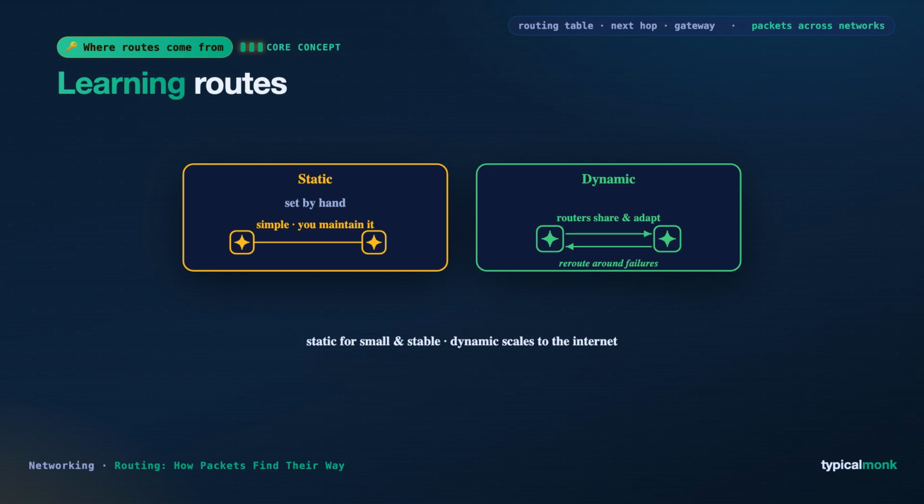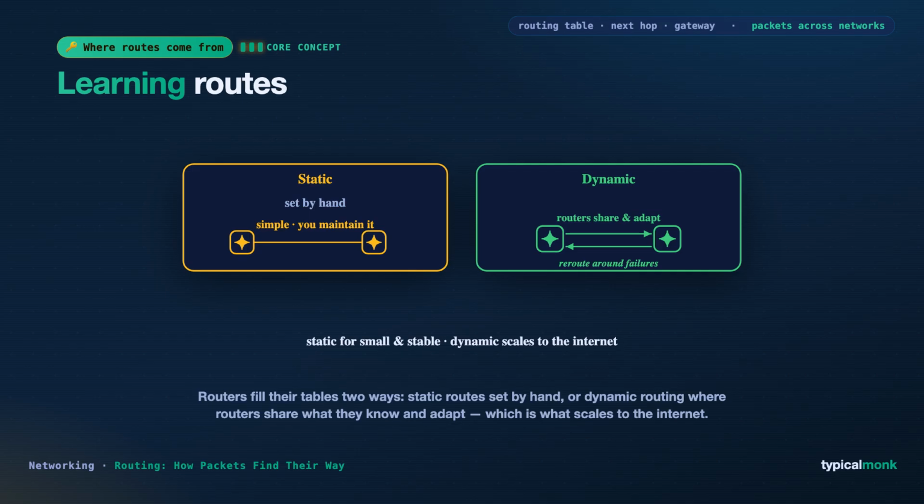No human could possibly hand configure the routes for billions of devices across millions of constantly changing networks. Instead, the routers collectively figure it out and keep it current, healing around failures and incorporating new networks on their own. So static routing is the manual, simple option for small, stable setups, while dynamic routing is the automatic, adaptive engine that runs the global internet. Together, they cover the spectrum, but it is dynamic routing's self-organizing intelligence that lets a system this vast and ever-changing simply work. So the takeaway?